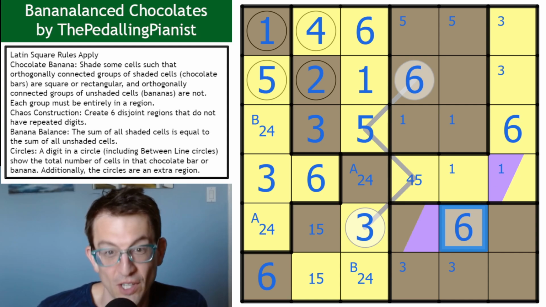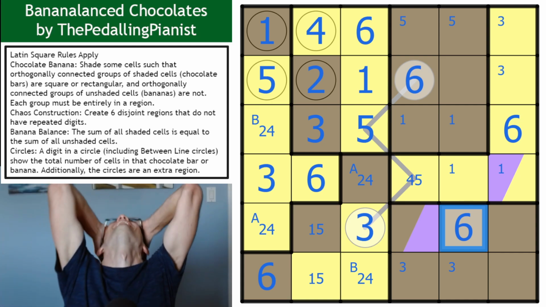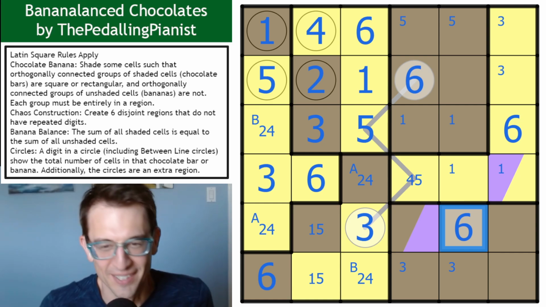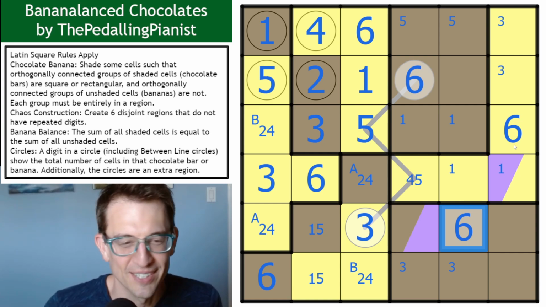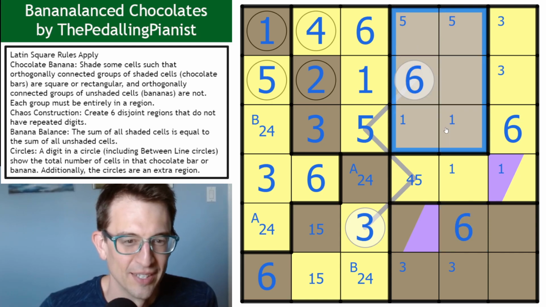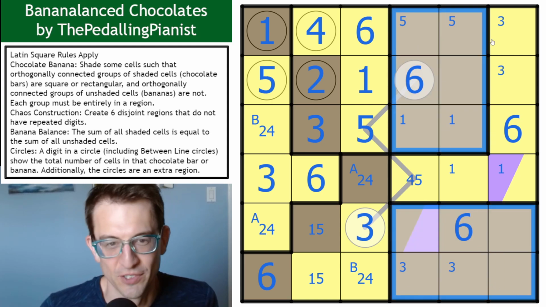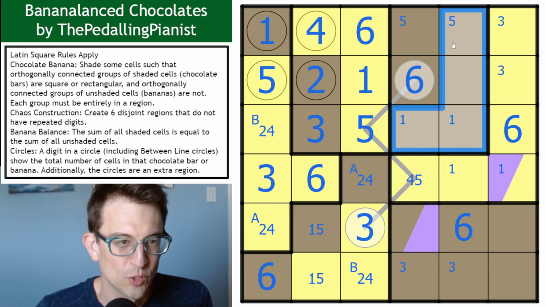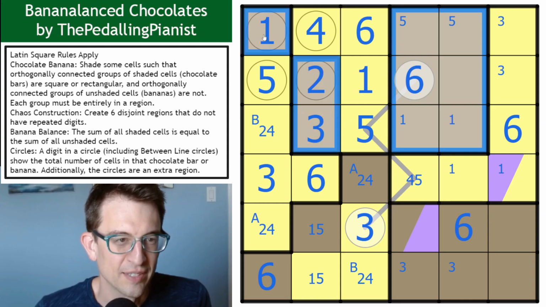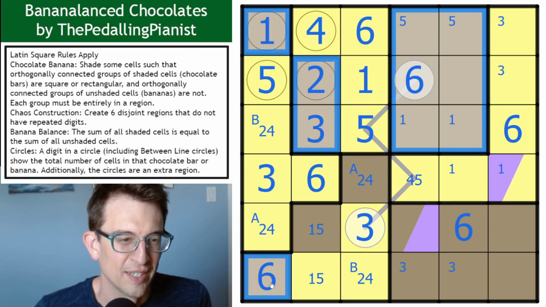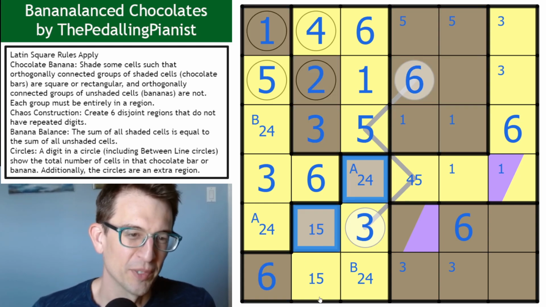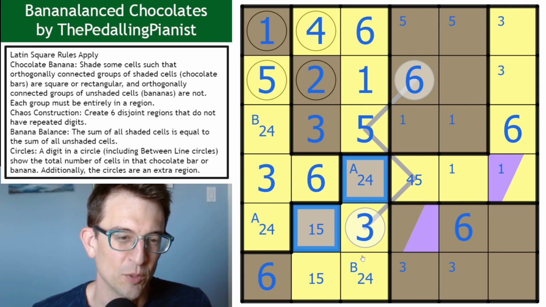Let me just reread the rules. Oh, banana balance. I literally called this that: the sum of the shaded cells will be equal. Oh my goodness. Okay, sorry. These are 21. These are 20. Well, these cancel each other out. This is 21, and 6 more is 27, and 6 more is 33. So we have 33 plus those is equal to all these yellows.